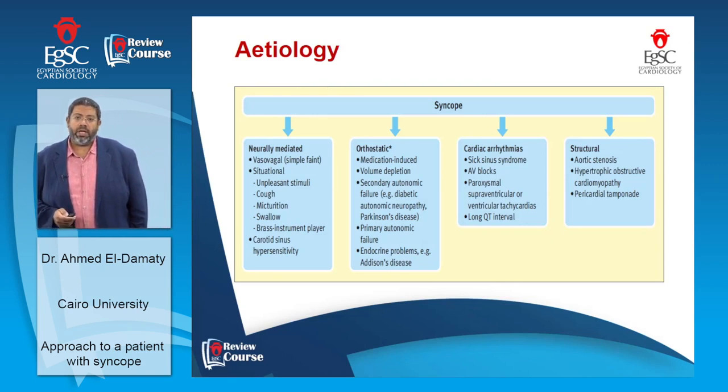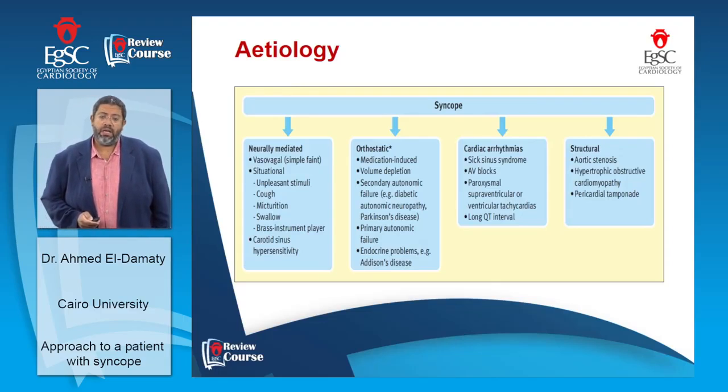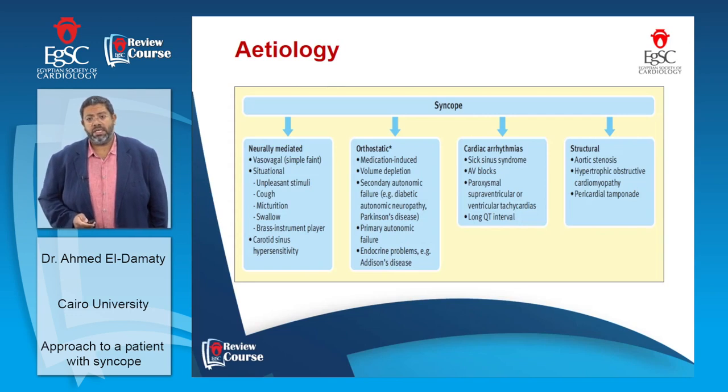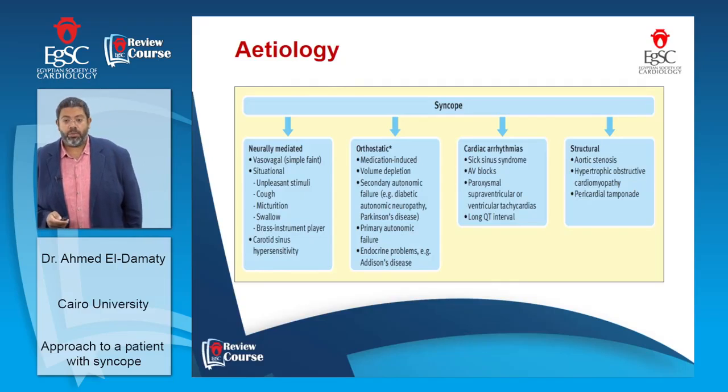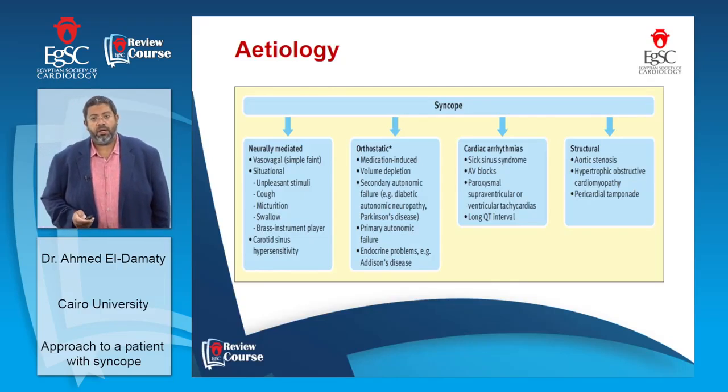A third category is cardiac syncope, which can be classified into two main groups. Number one, cardiac arrhythmias, be it bradycardias or tachycardias, and number two, structural heart disease, namely obstructive lesions such as aortic stenosis, hypertrophic cardiomyopathy, pericardial tamponade, or pulmonary embolism.